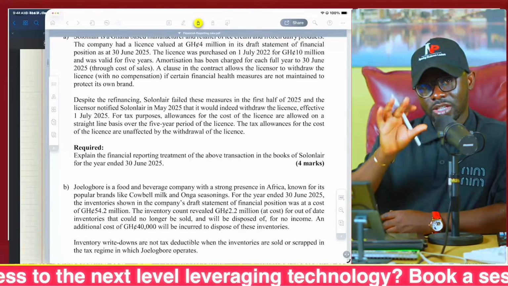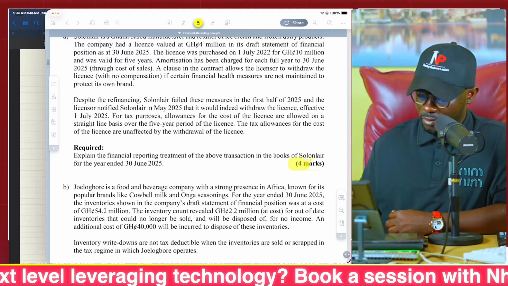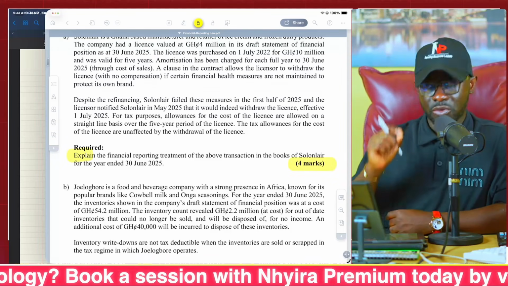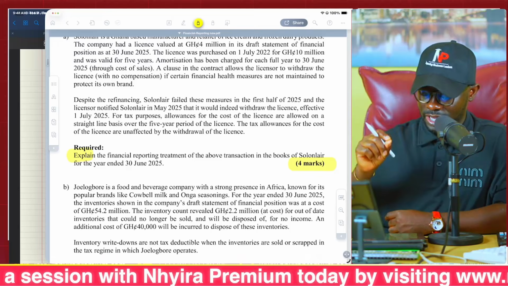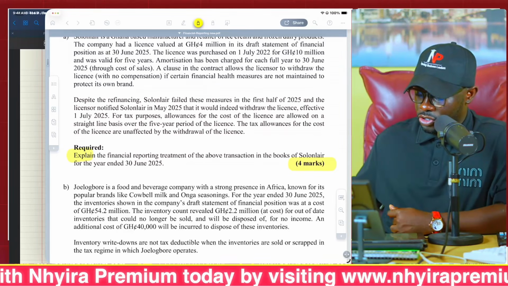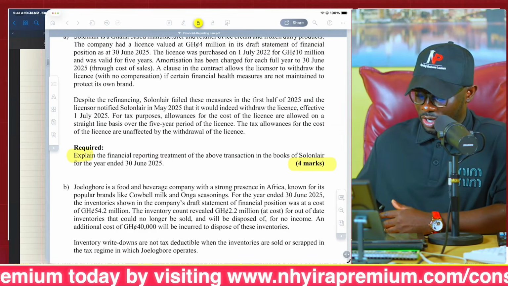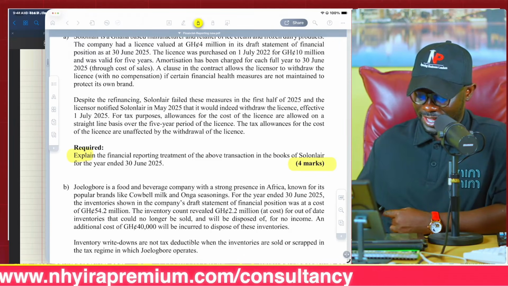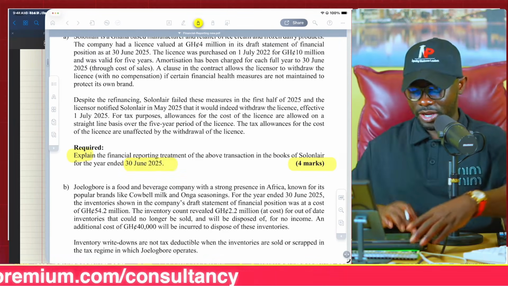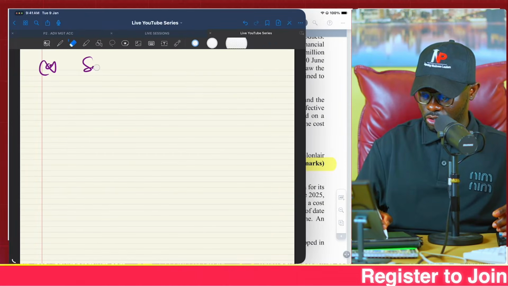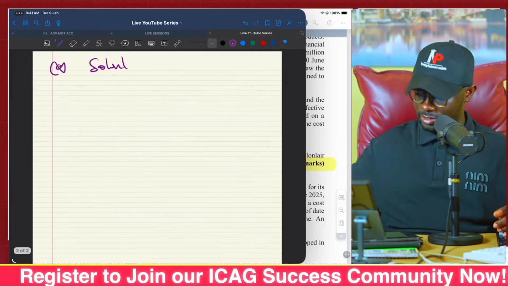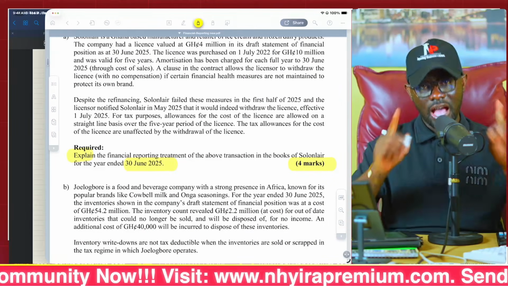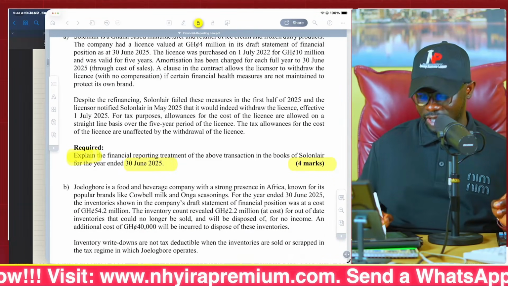So look at the A aspect of the question. It says, for 4 marks, the examiner says, explain the financial reporting treatment of the above transaction in the books of Solonlair for the year ended 30th June 2025. All right, so Solonlair. Now, the active verb here is explain.